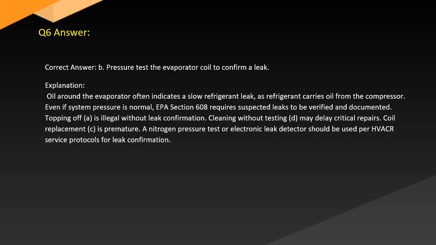Answer. Correct answer: B. Pressure test the evaporator coil to confirm a leak. Explanation: Oil around the evaporator often indicates a low refrigerant leak, as refrigerant carries oil from the compressor. Even if system pressure is normal, EPA Section 608 requires suspected leaks to be verified and documented. Topping off, A, is illegal without leak confirmation. Cleaning without testing, D, may delay critical repairs. Coil replacement, C, is premature. A nitrogen pressure test or electronic leak detector should be used per HVACR service protocols for leak confirmation.